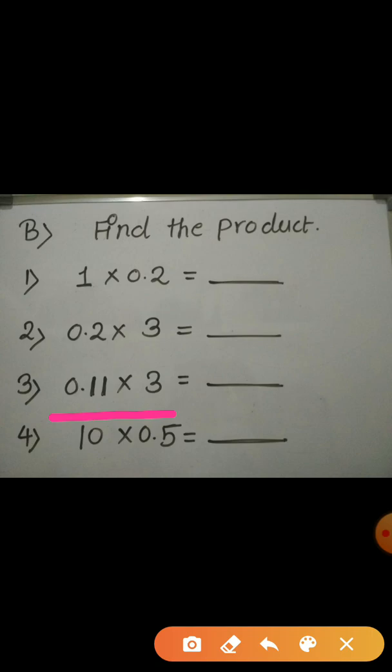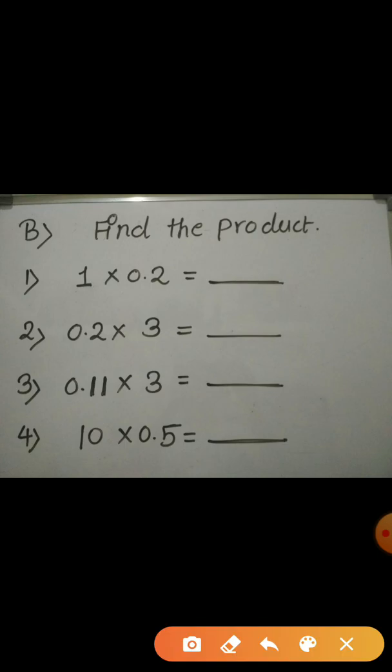0.11 multiplied by 3. Now 11 3s are 33. Now here the decimal number is having two decimal places. Therefore product will also have two decimal places. Therefore counting from the right, I am going to put the decimal point here. Hence the correct answer is 0.33.